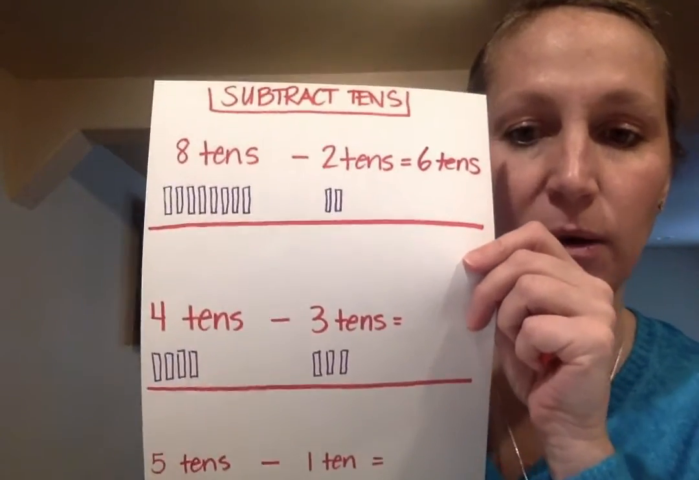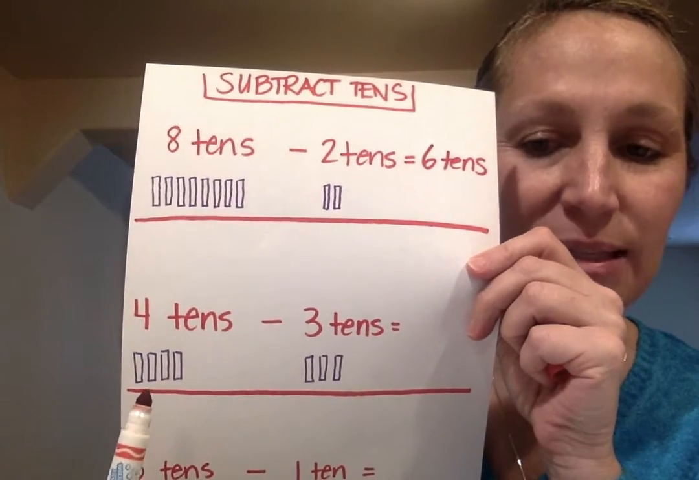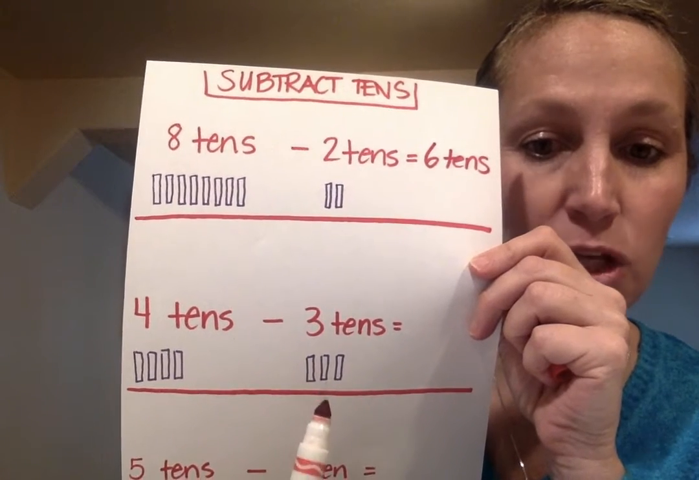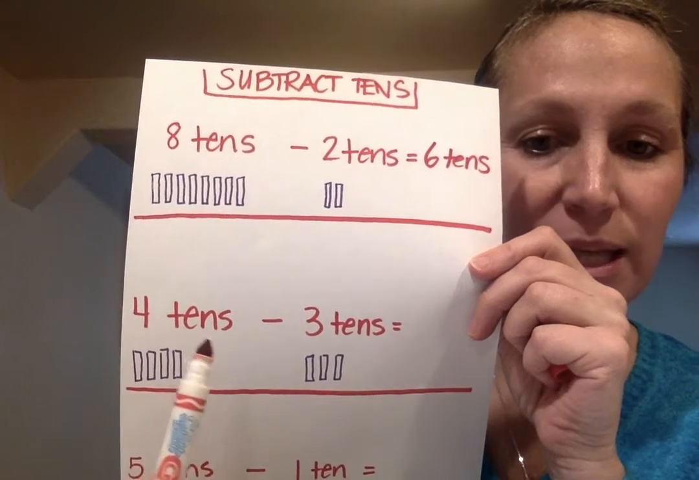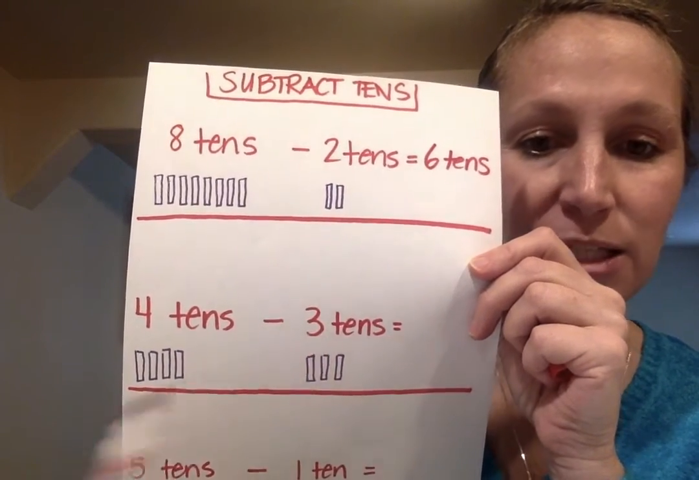Let's look at the next one. 4 tens subtract 3 tens. So we need to think of this as 10, 20, 30, 40. Subtract 10, 20, 30. 40 subtract 30. 4 tens subtract 3 tens. 4 minus 3 is 1. 1 ten is our answer there.